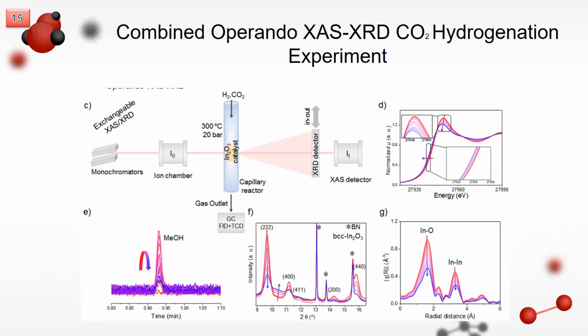In F, as time passes and the reaction occurs, the amplitude of the peak of the indium oxide is decreasing and the peaks are becoming wider. And on graph G, you can see the amplitude of the indium-oxygen and indium-indium shells also decreasing with time on stream.